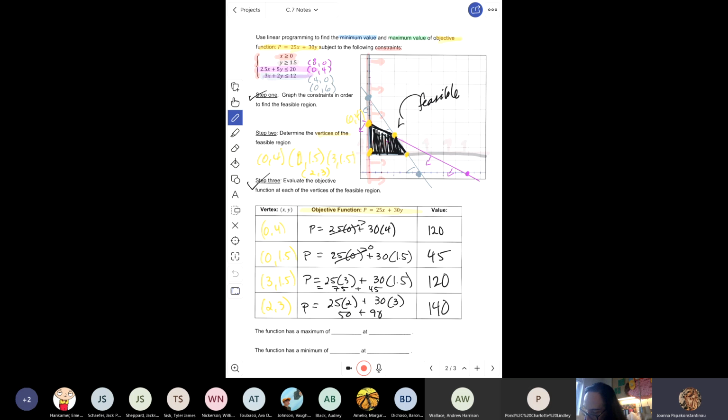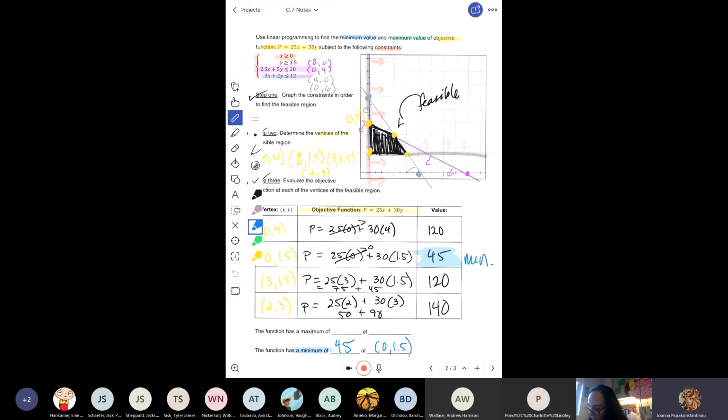So now I've done the third step. The third step was to evaluate the objective function at each of the vertices of the feasible region. Now, I want to find the minimum and I want to find the maximum. So if I'm looking at the minimum, what is the minimum value? The minimum value of my objective function is 45. So I would say that the minimum is 45. And where does that occur? At the point 0, 1.5. So this was our minimum.